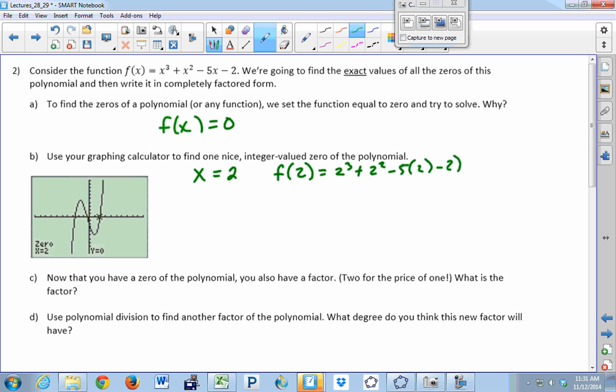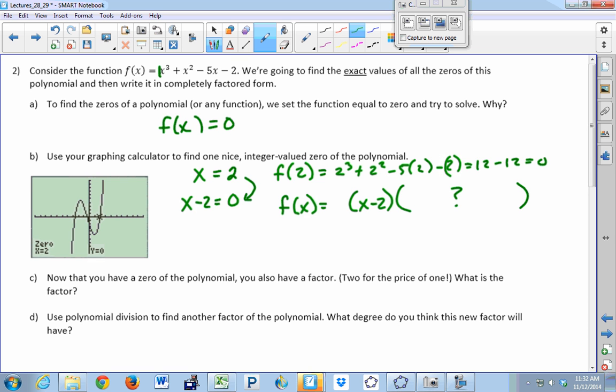I get 8 plus 4 is 12. 12 take away 12 is 0. So that means since x equals 2 is a 0, if I work this equation backwards and subtract 2 from both sides, so I get my 0, there's my factor looking at me, x take away 2. So I can start off by saying I know the very first factor of this polynomial, and now I've got to come up with the factor that's left inside here. My leading coefficient is 1 here, so I don't have to worry about having anything else out there other than 1. How do I get this factor?